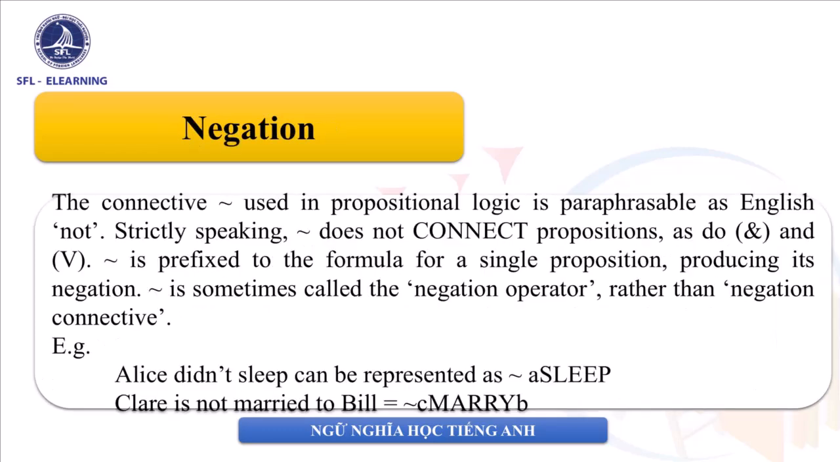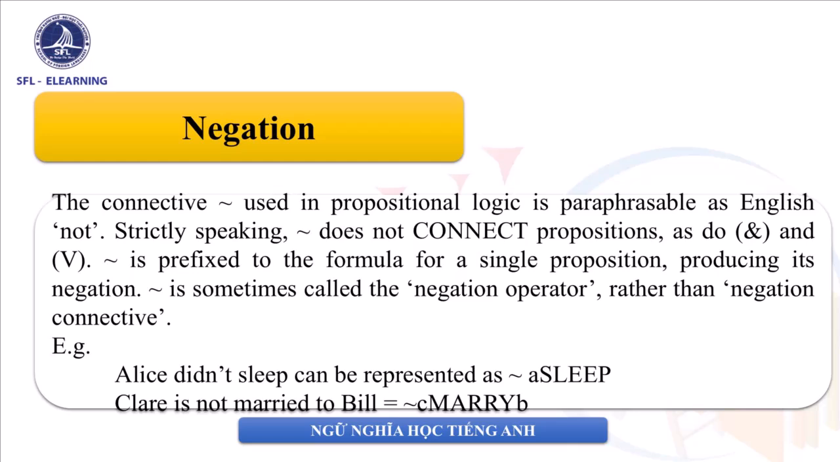The symbol tilde is used in propositional logic to mean not in English. Unlike connectives such as and or, which join two propositions, the tilde doesn't connect anything. It's simply prefixed to a single proposition to indicate its negation. That's why it's more accurate to call it a negation operator, rather than a connective.